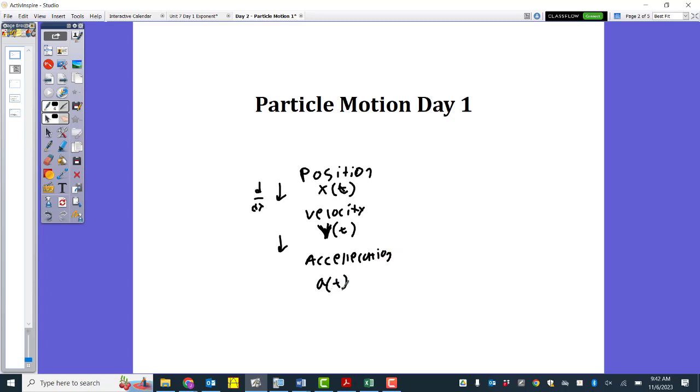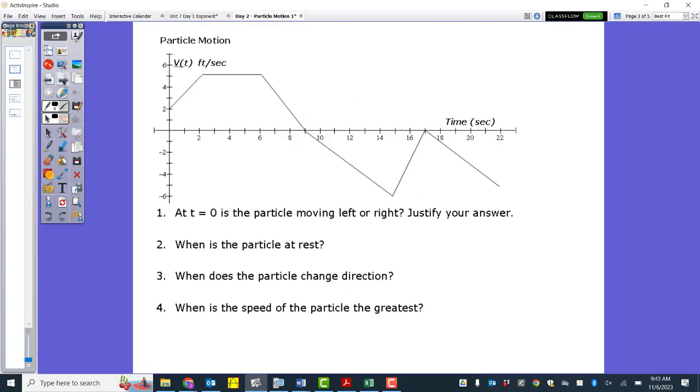Now, going the opposite direction, we're doing the integral. So the integral of acceleration is velocity, integral of velocity is position. So they're inverses of each other in the sense that taking the derivative goes one way, taking the integral goes another way. So with that in mind, we're given a velocity versus time graph in feet per second, and we're asked some questions about it.